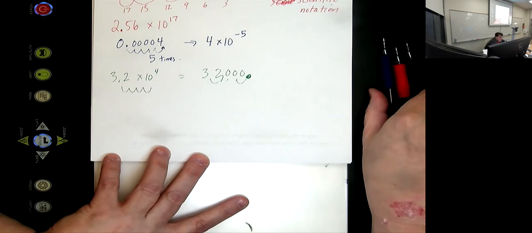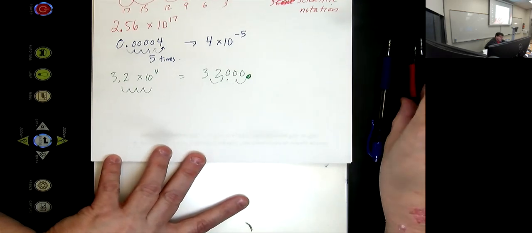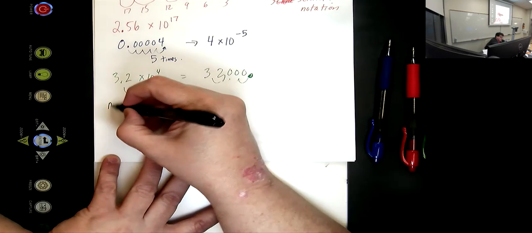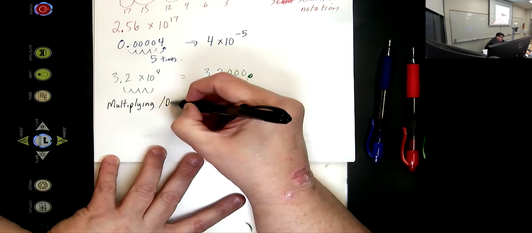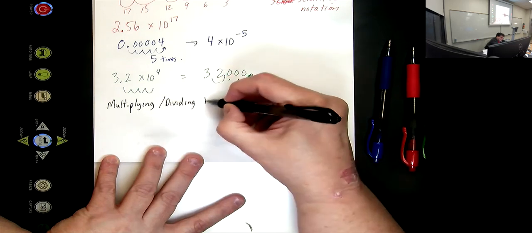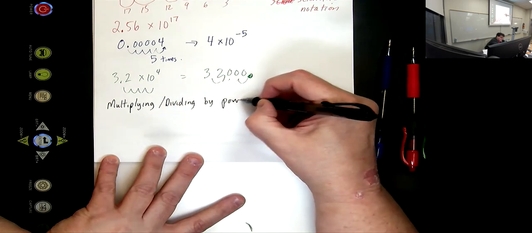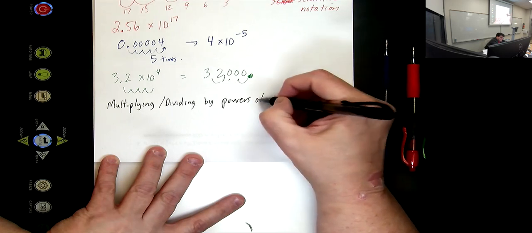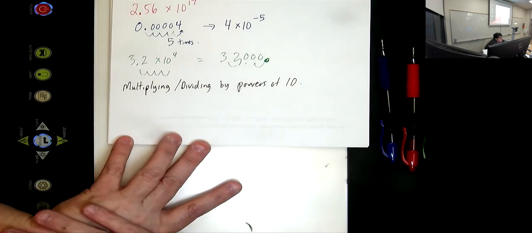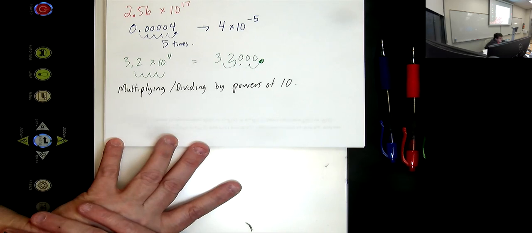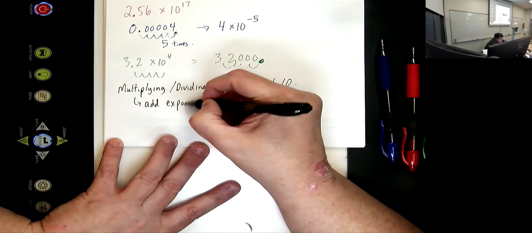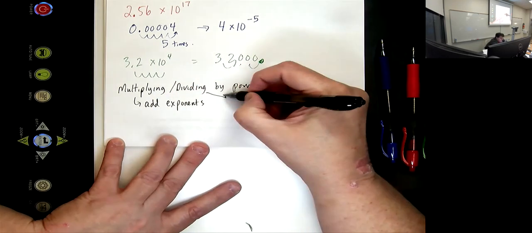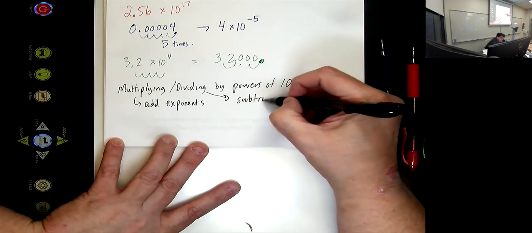Multiplying and dividing by power of 10. For multiplying, you add the exponents. For dividing, you subtract them. And I will show an example.